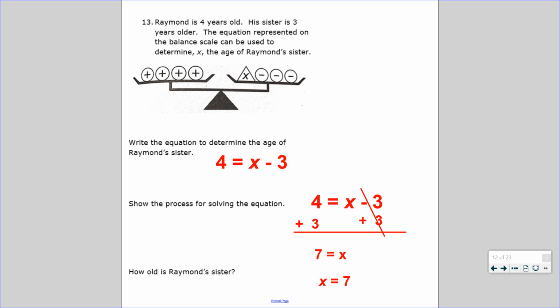And 13, can you solve this scale? There are many ways to do it. You can use the picture to help you solve it. Here's x. How can I isolate x? I need to draw 3 positives. I need to balance it on the other side. All of this cancels out, so x is equal to 7.